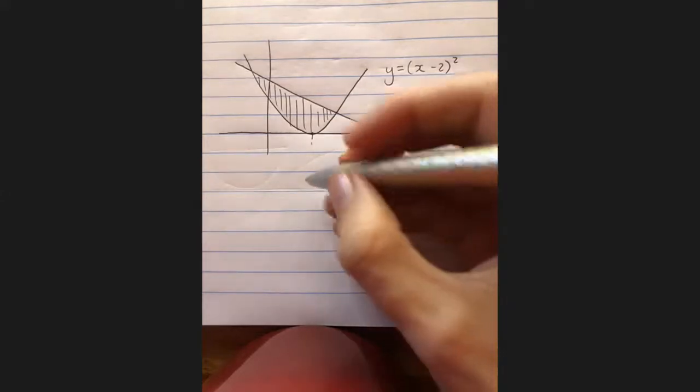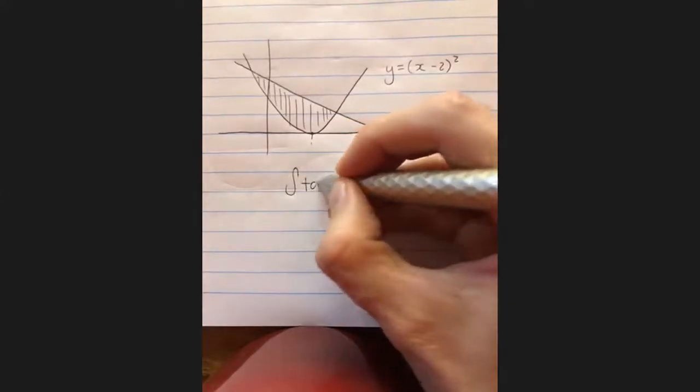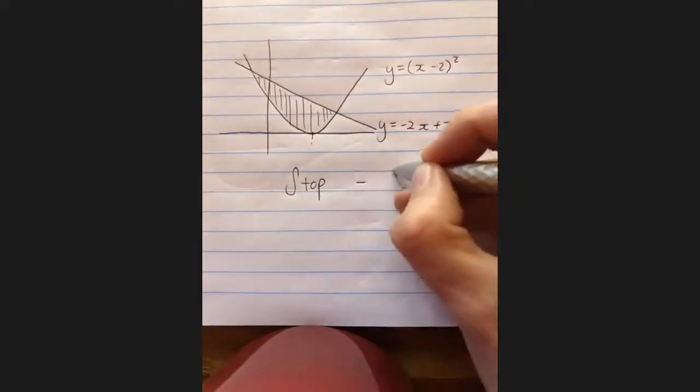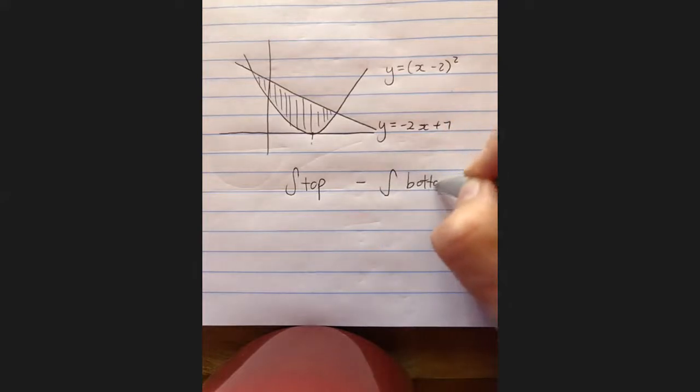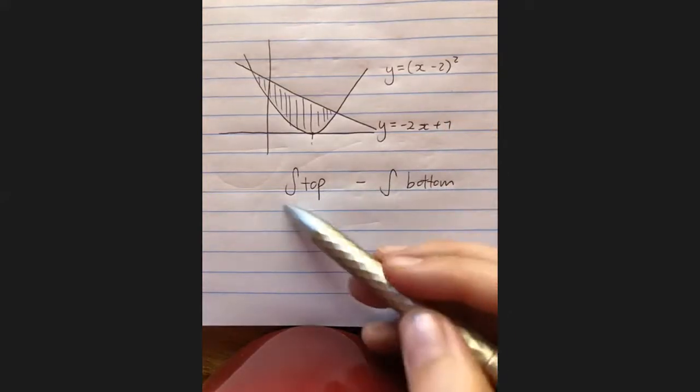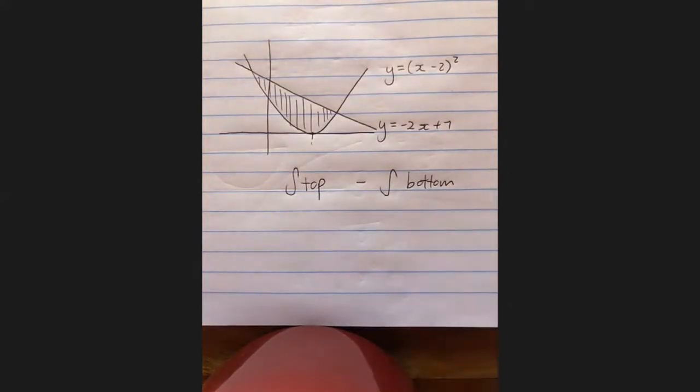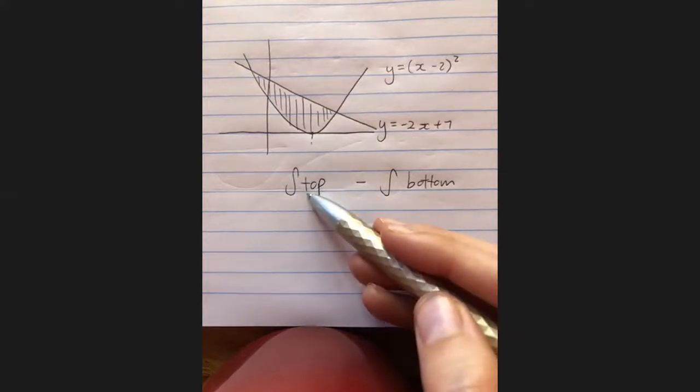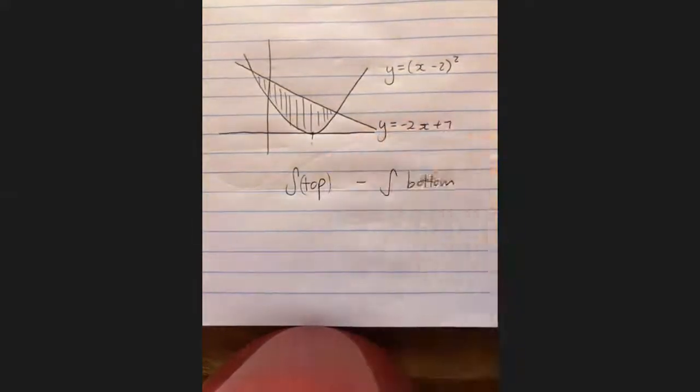And the way that I normally do it is I integrate the top, and then I minus, and then I integrate the bottom. Very funny, my students saying this is stop and this is bottom. No, I'm saying integrate the top. Maybe I should do this. And integrate the bottom. That's how you do area between two graphs.